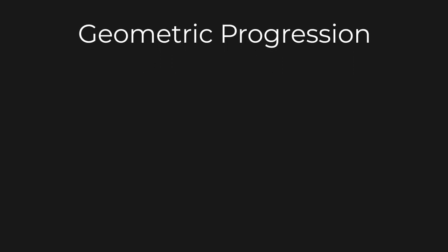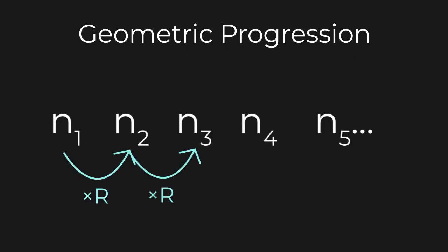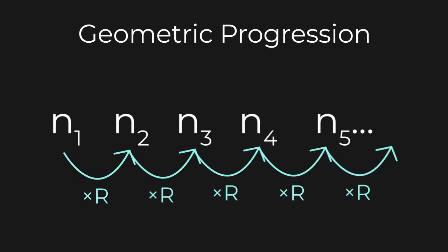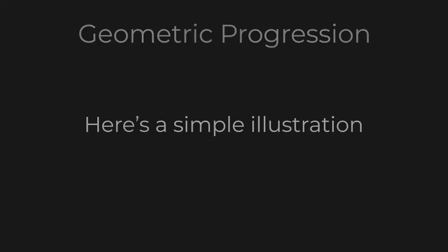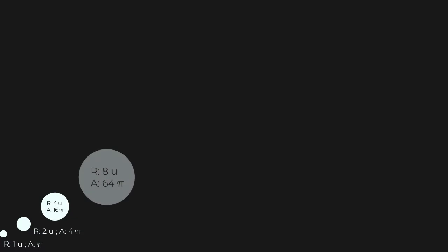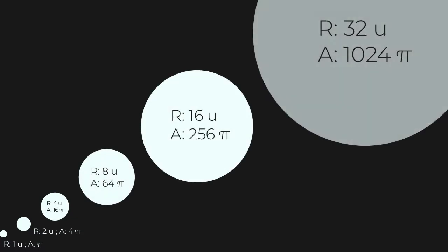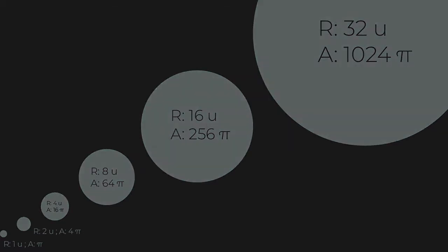What is a GP? A GP, or a geometric progression, is a sequence of numbers where each term after the first one is found by multiplying the previous one by a fixed number, which is also called the common ratio. Let us understand this through a simple illustration. We have a sequence, say 1, 2, 4, 8, 16. Can you observe the pattern? You get the next term by multiplying the previous one by 2, which is a fixed number.